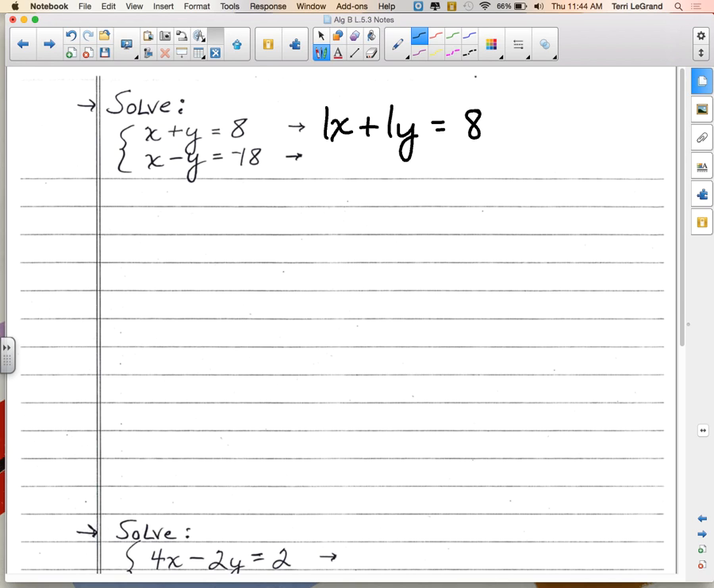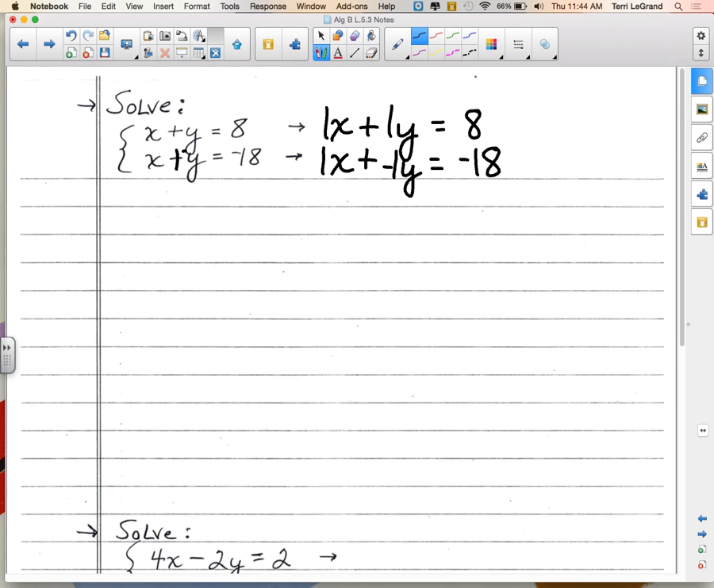In the second equation, what's our A value? 1, so we have a 1x. Let's change it to add the opposite, okay? Plus a negative y. What's our B value? Negative 1. And that equals negative 18.